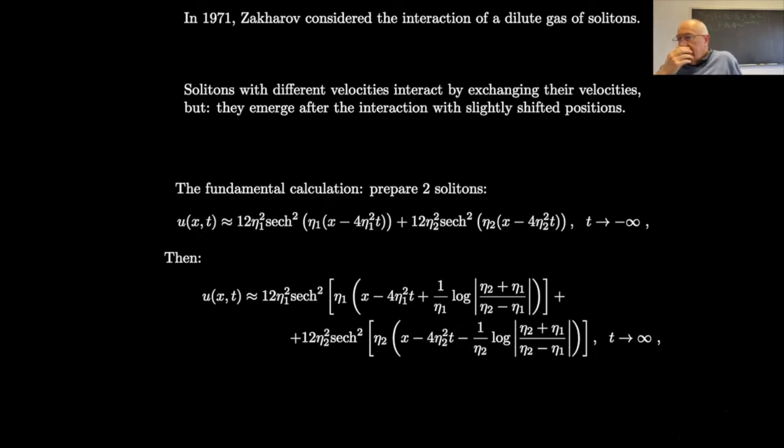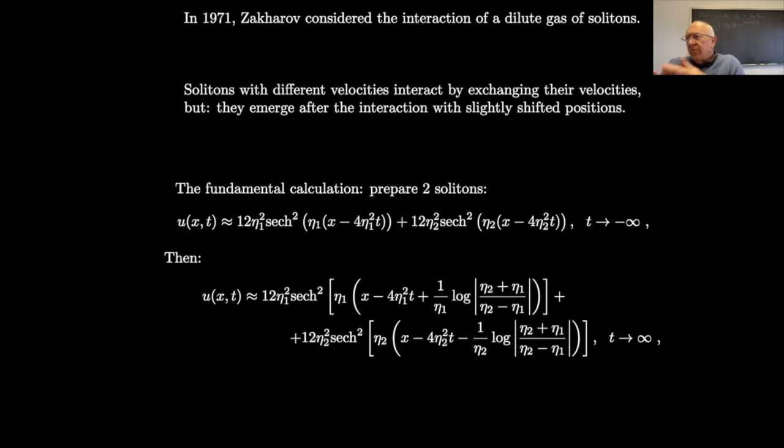considered, for the case of the KdV equation, the interaction of a dilute gas of solitons. And so his idea was that you could have many solitons with different velocities, and they interact pairwise only. Okay, and when they do so, they pass through each other, they absorb these phase shifts, and they emerge after that interaction with slightly shifted positions.